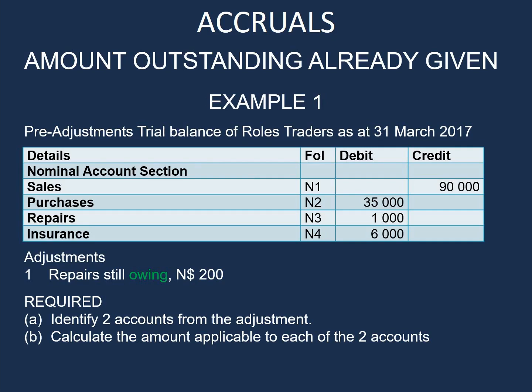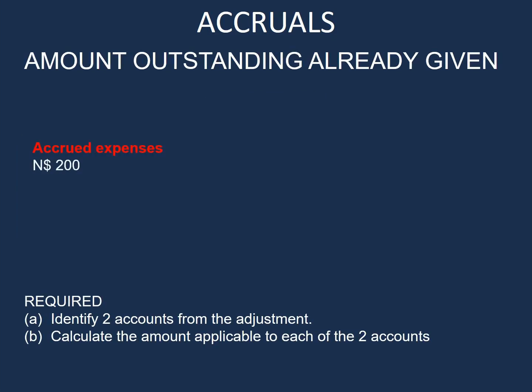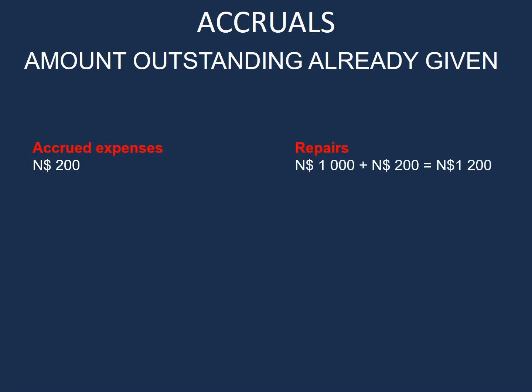the two accounts. So first we have accrued expenses, that is the $200, and then afterwards we have our repairs account, which is the $1,000 plus the $200 owing, which will give us $1,200.